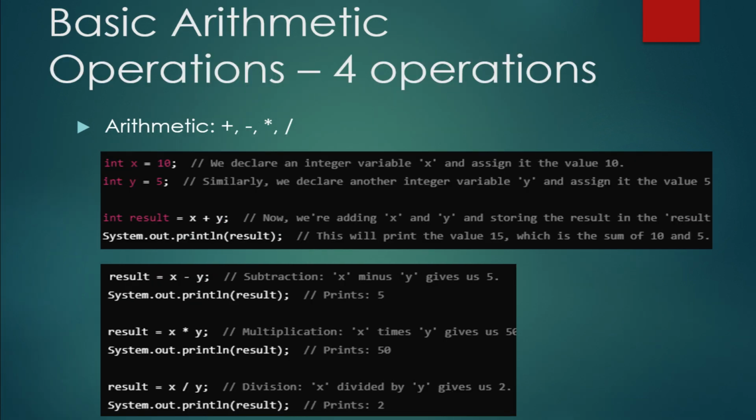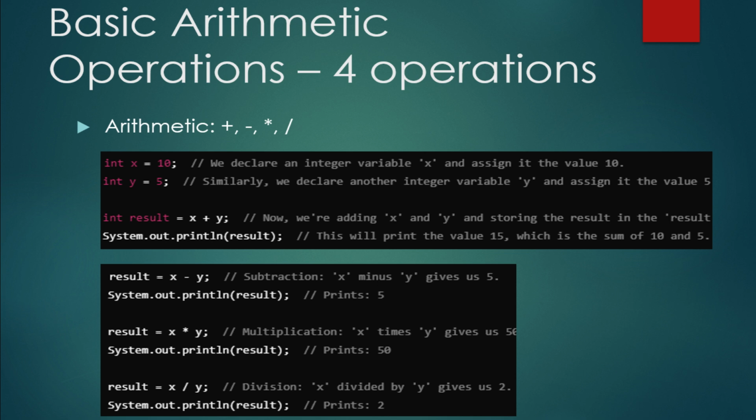Now, let's move on to arithmetic operations. Java supports the basic arithmetic operations like addition, subtraction, multiplication, and division. We'll demonstrate these operations step by step. In this example, we declare two integer variables x and y with values 10 and 5 respectively. Then, we add them together using the plus operator and store the result in a variable called result. Finally, we use System.out.println to print the result, which gives us 15.